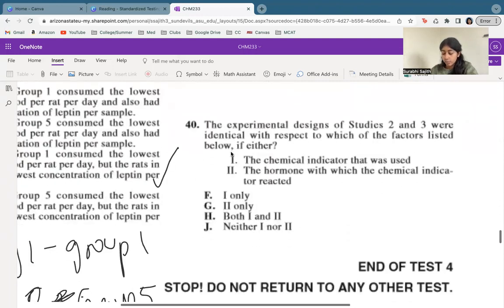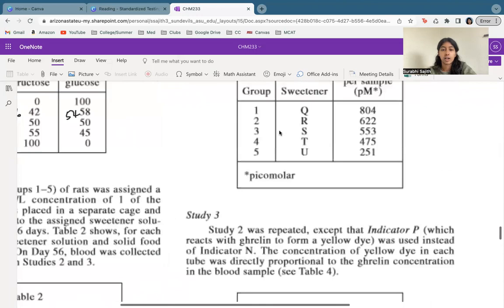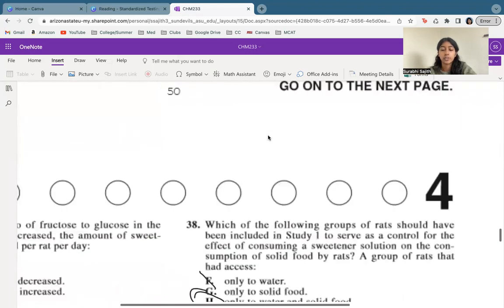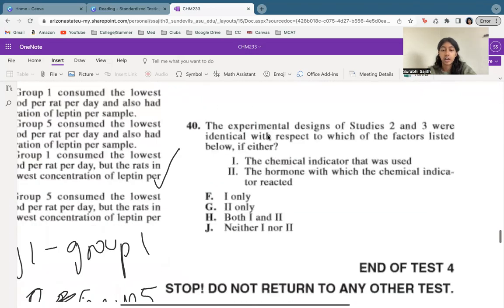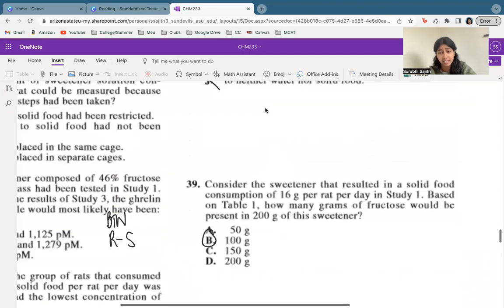All right, and then the last question of this section: the experimental designs of 2 and 3 were identical with respect to which of the factors? So this is making sure that we understand the experimental design of this process. So let's see what's in common. If we look at the options, they're talking about the indicator and the hormone that gives the indicator color, right? Or the hormone with which the indicator reacted.